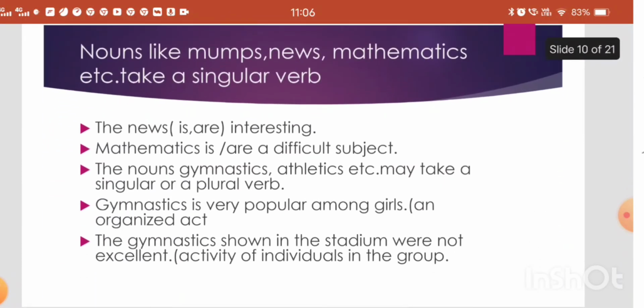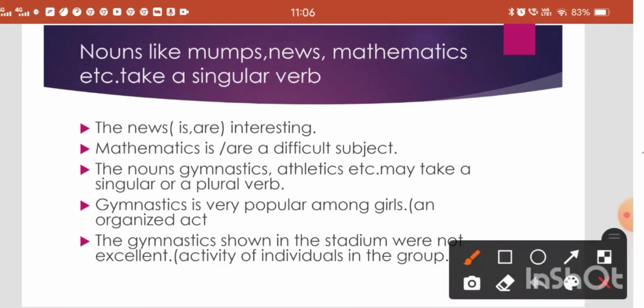Nouns like mumps, news, mathematics, economics take a singular verb. Now these nouns look plural in form, but they are singular in meaning. That's why they take a singular verb. Example: "the news". Again, the singular verb, not "are". Mathematics: singular verb, not "are".